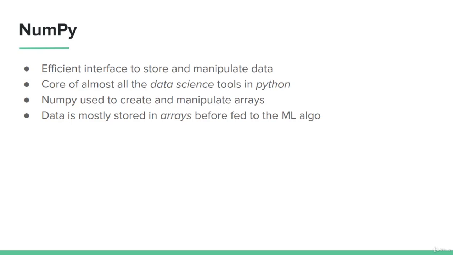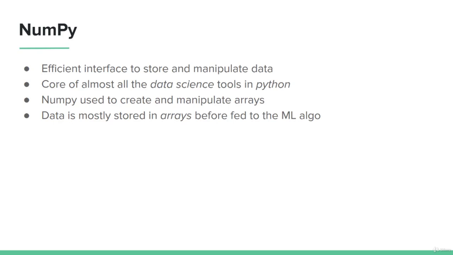So the first step is that we need to store the data in a particular data structure. NumPy is the interface that provides us access to such data structures, which we can use to store our data. The important part is that the core of almost all data science tools in Python is NumPy. It is the basic founding structure for almost all tools, from TensorFlow to Keras to every other tool which involves the manipulation of data, whether images or text. Mostly and widely, NumPy is used for that purpose.